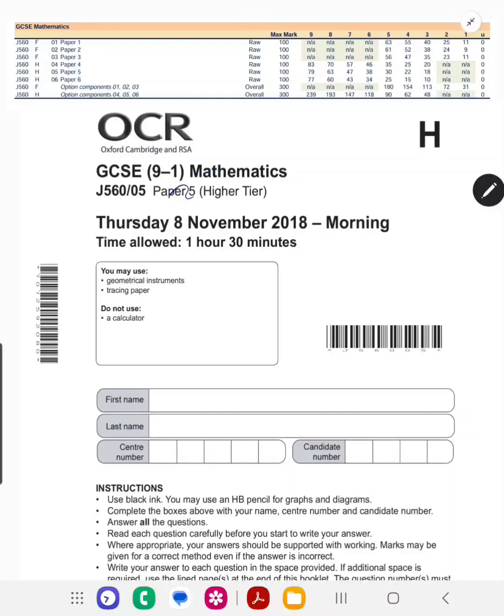So we're doing OCR paper 5. It's the non-calculator paper, higher tier, and this is from November 2018. And if we just have a look across paper 5, we need 18 marks for a 3, 22 for a 4, 30 for a 5, right up to 79 marks for a grade 9.